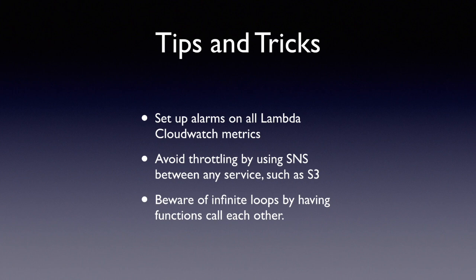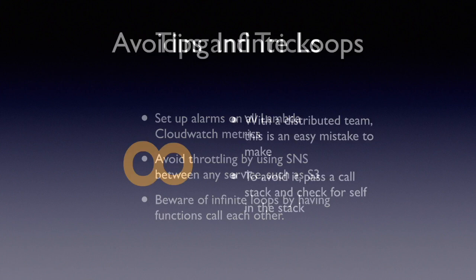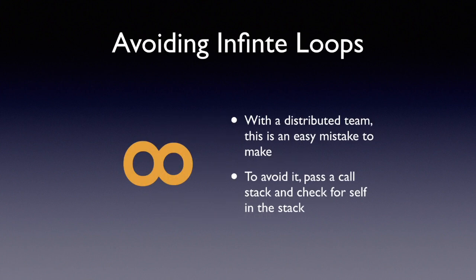And beware of infinite loops, functions calling each other. When you're operating with such small functions, it's really easy for one person to just call another one, not realizing that they're being called back. This has happened to us already a couple of times. It's a really easy mistake to make. So the best way to avoid it is to pass your call stack when you call one Lambda from another, as one of the pieces of data that you send. That way you can check to see if you are in the call stack and make the appropriate choice as to whether you're going to call that an error or not.